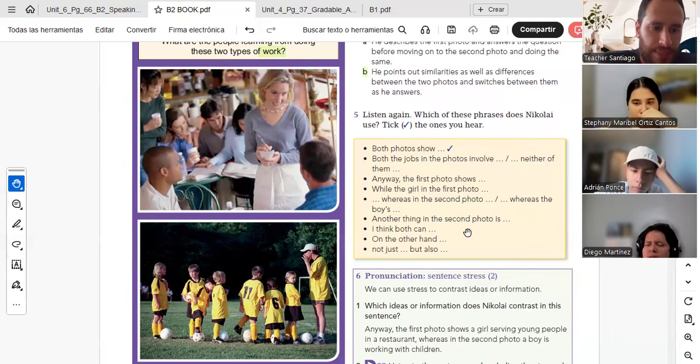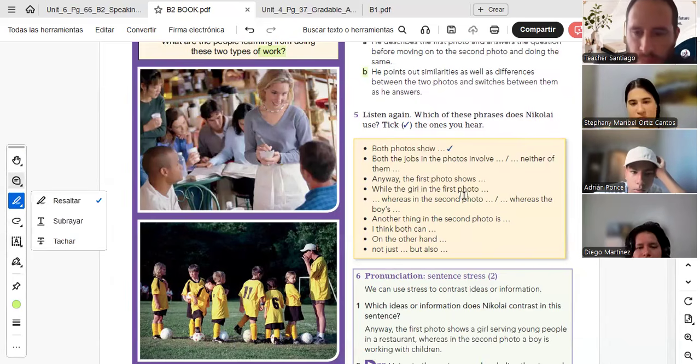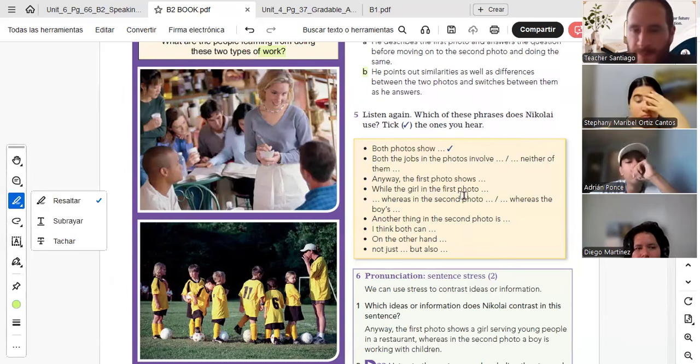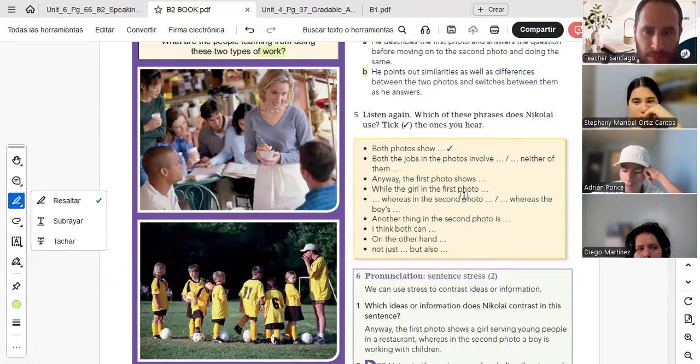So, let's listen. Exercise 3. Here are your photographs. They show young people doing jobs. I'd like you to compare the photographs and say what you think the people are learning from doing these two types of work. Well, okay. So, firstly, I can say that both photos show young people, perhaps teenagers, working. Both the jobs in the photos involve working in situations where they need good skills in dealing with people in the correct way. I'm sure neither of them is very well paid.